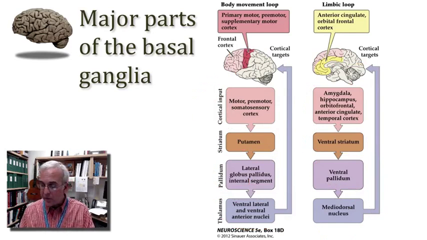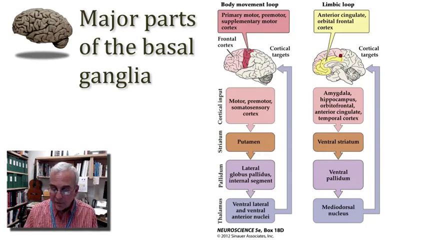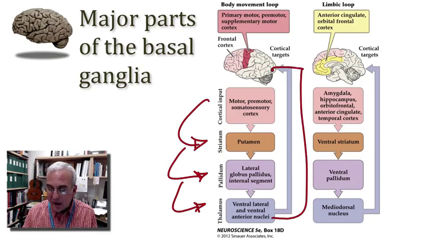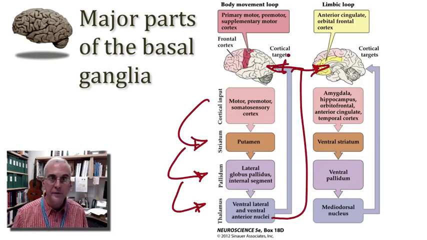So, again, the point here is to lay out the specific processing stations that are involved in these different processing streams, but also to highlight what's common here: cortex to striatum, striatum to pallidum, pallidum to thalamus, and then thalamus back to cortex.